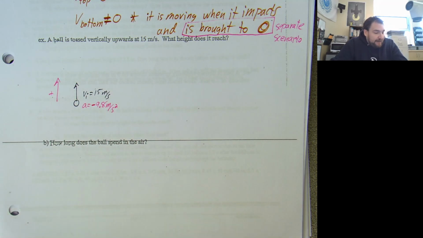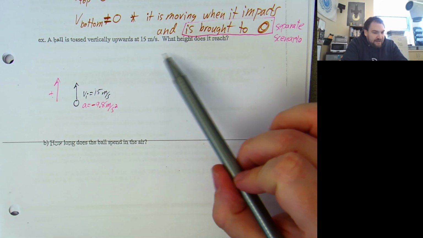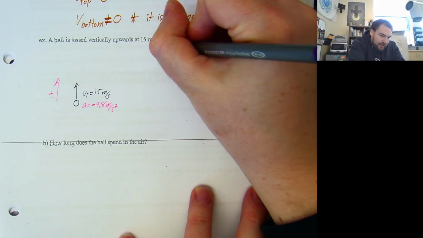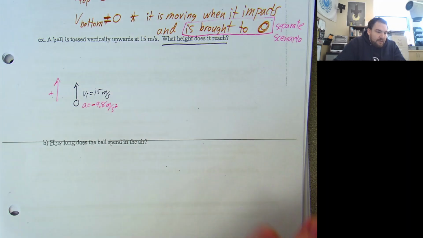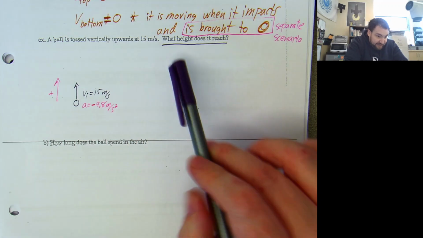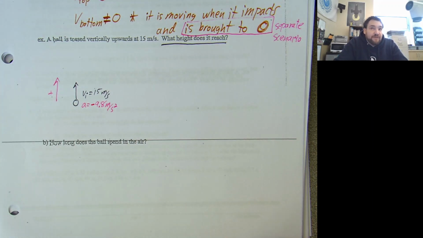There's a part A here and a part B here. Part A says, what height does it reach? There is all sorts of things baked into that sentence right there. There's two pieces of information we can pull from there. What are they? What does the question, what height does it reach, tell you?